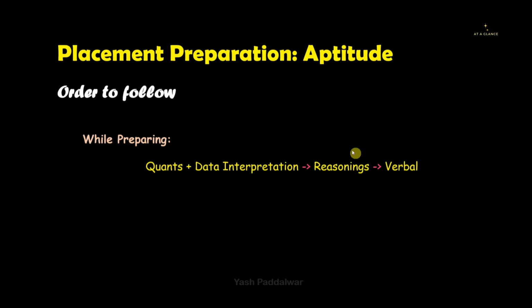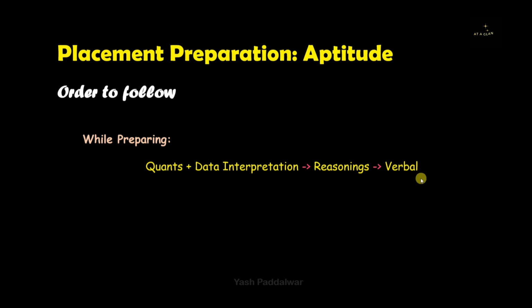Then you can move on to the reasoning section, which includes logical reasoning, visual reasoning, spatial reasoning, etc. Then finally you can move on to the easiest section, which is verbal section. You can also have your own flow for preparing, but mostly this particular flow is followed. You can also have a practice of all these three sections parallelly, provided you are a little experienced. Now this was the strategy for following the order when you are preparing the aptitude.